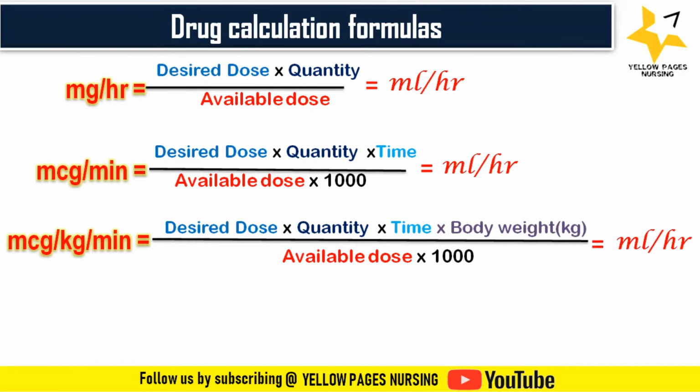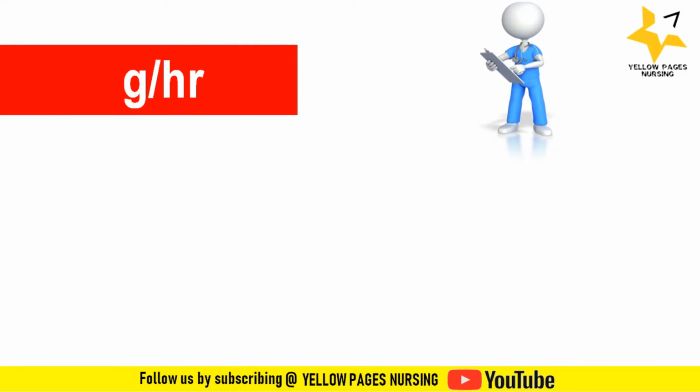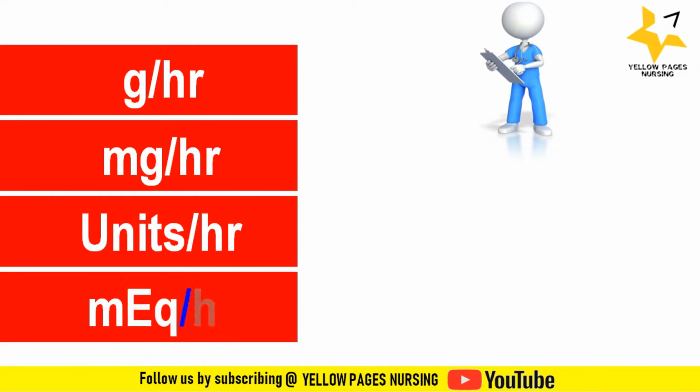The next formula is desired dose multiplied by quantity multiplied by time multiplied by body weight in kilogram divided by available dose multiplied by 1000, where we convert microgram per kg per minute to ml per hour. And the last one will be calculation of IV flow rate, that is total infusion volume multiplied by drop factor divided by time in minutes, which gives drops per minute. These formulas make us do conversions and calculations more easily. Let's discuss this one by one.